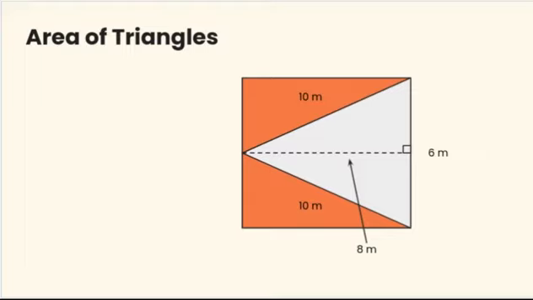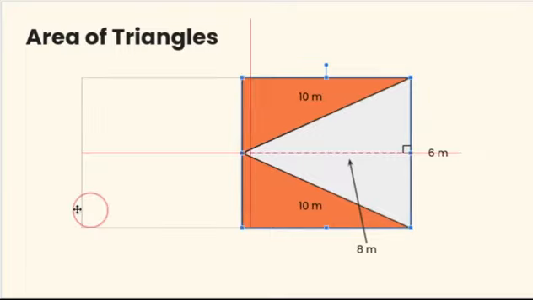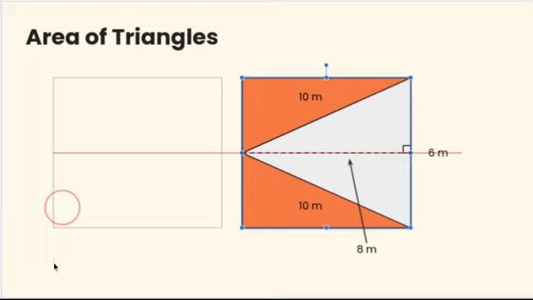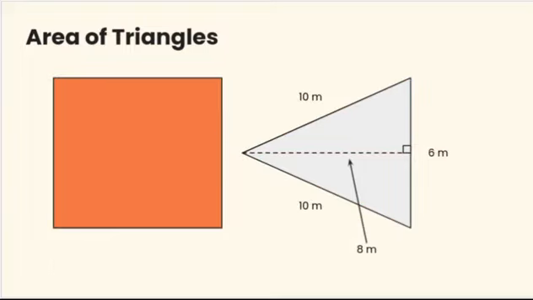8 times 6 is 48. Half of 48 is 24. So the area of this triangle must be 24 meters squared. Using what you know about rectangles can really help in finding the area of triangles.